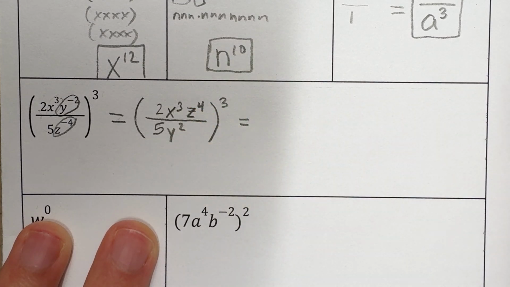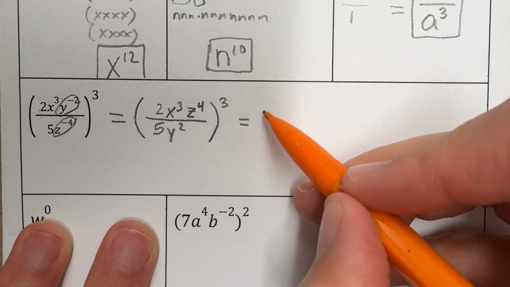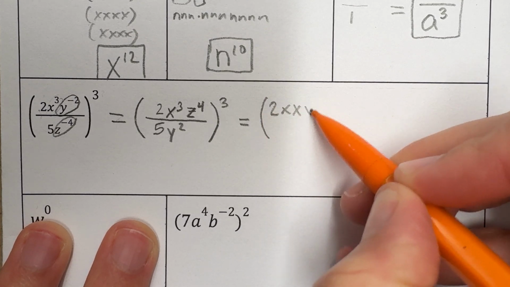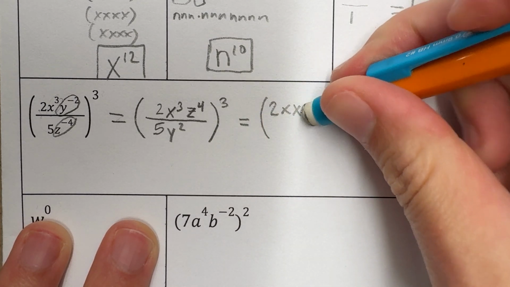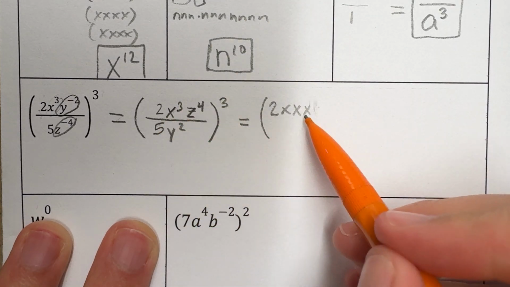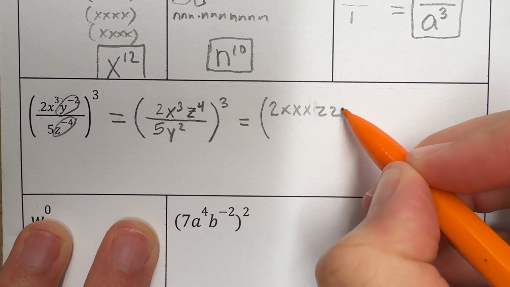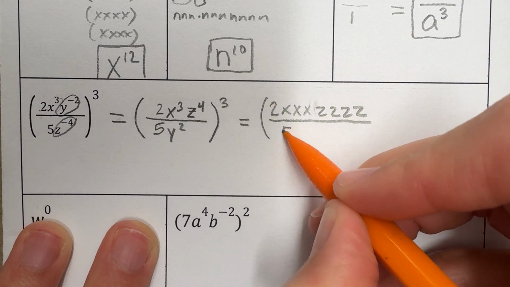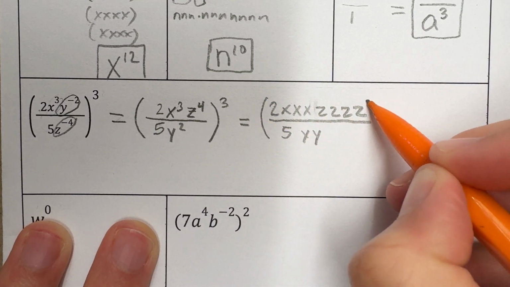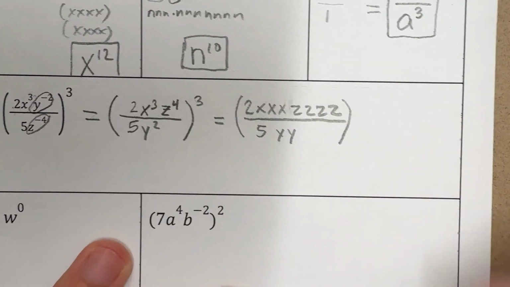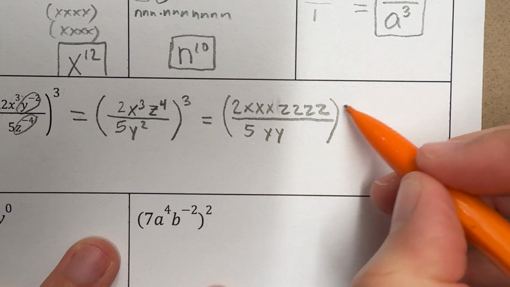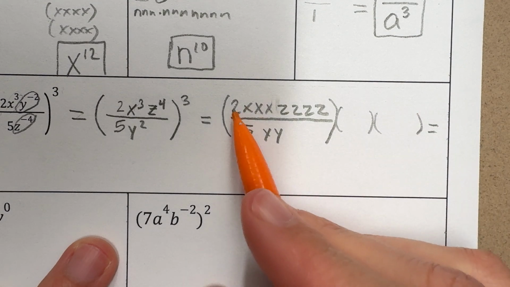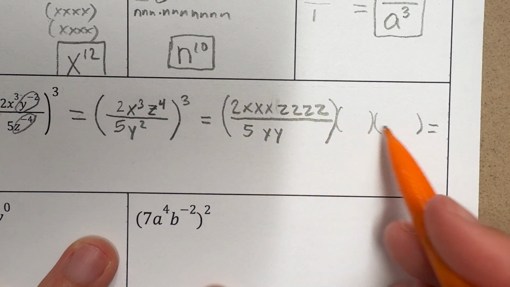Okay, now again, you can write this out. I'm going to show you what that would look like, but you can also do it without writing it out. But this is 2 times x to the third times z to the fourth over 5 times y to the second. Now all of that is going to be times itself 3 times. And now I'm not going to write it out, but I'm going to pretend that all of this is written again here and written again here.